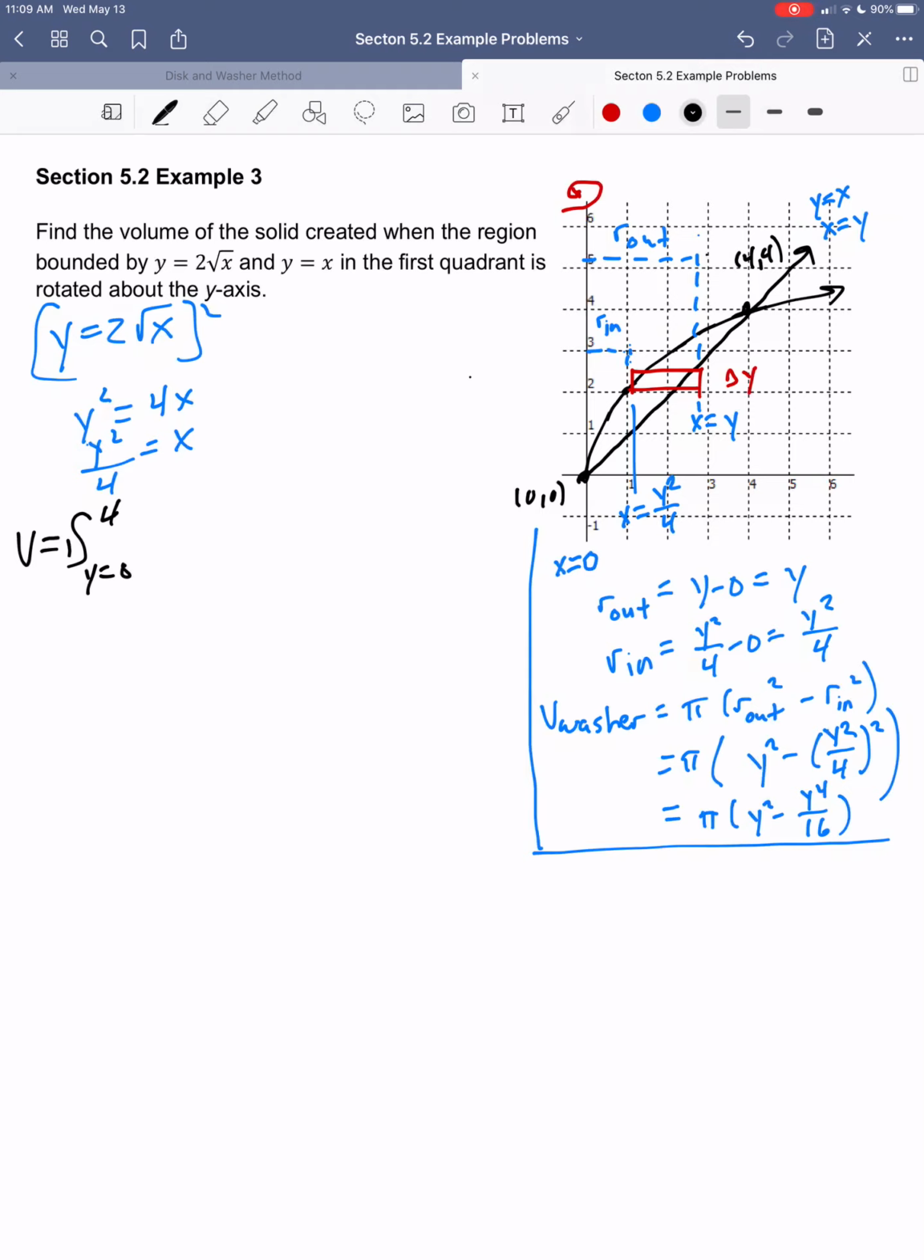Oh, I didn't take out my pi. That would go out in front. I'm going to get the integral of y squared minus y to the 4th over 16 dy. So that's going to be pi times y to the 3rd over 3 minus y to the 5th over 5. So there's already a 16 in the bottom. If I put another 5 in the bottom, 5 times 16 is 80. So that's what would be in the bottom, and that's going to be from 0 to 4.